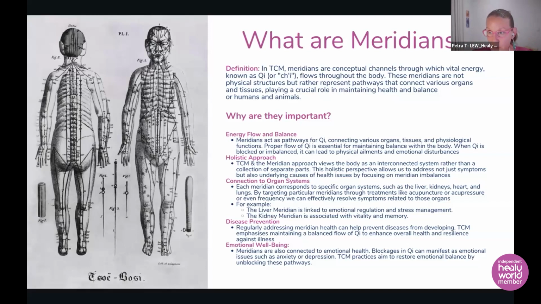And then, of course, disease prevention. If we are regularly addressing the flow of meridians and the flow of energy in the body, we are preventing any disease from developing in the body. So we are keeping our body alive constantly. Traditional Chinese medicine has shown this through thousands of years, and gives a huge emphasis on maintaining the balance of qi, which is the vital energy within the body, to enhance our health and resilience against illness. So it's really important to maintain that balance.